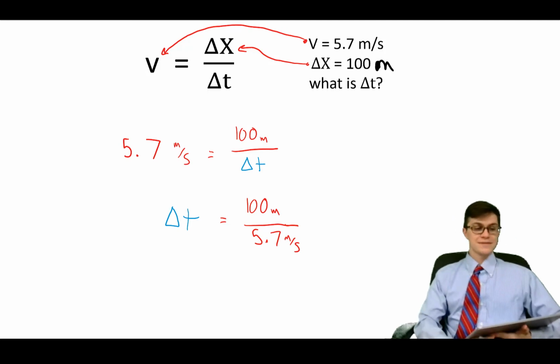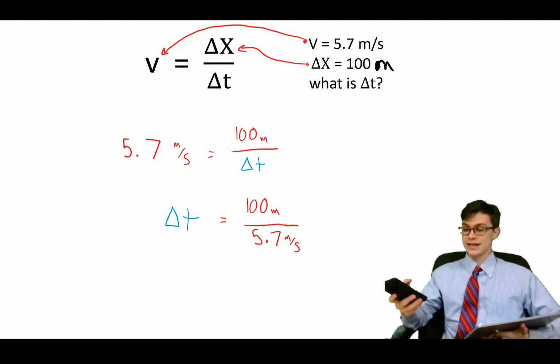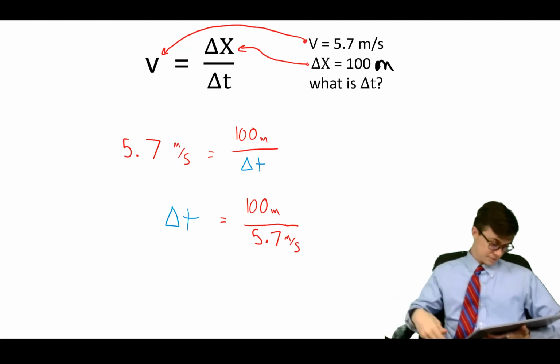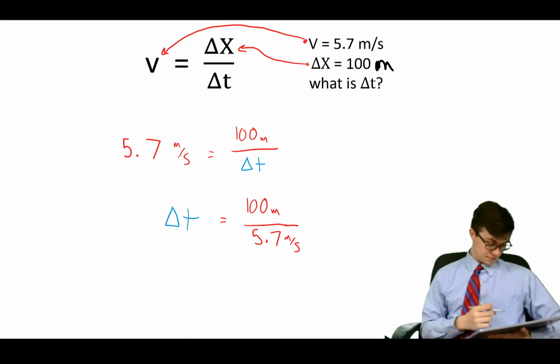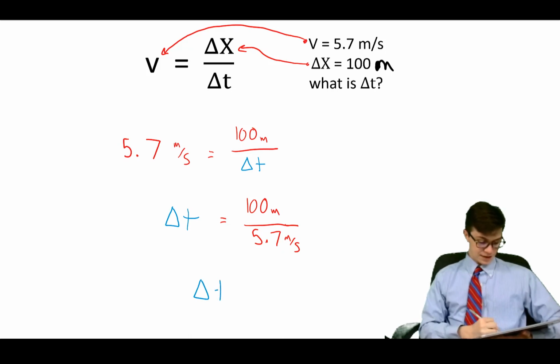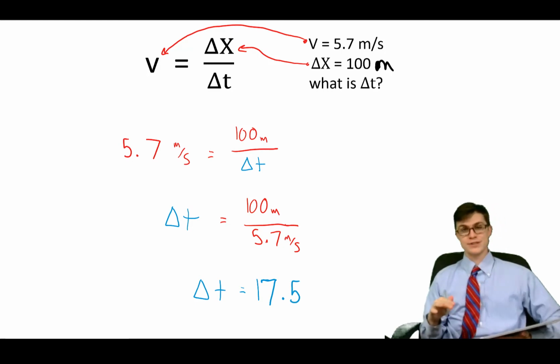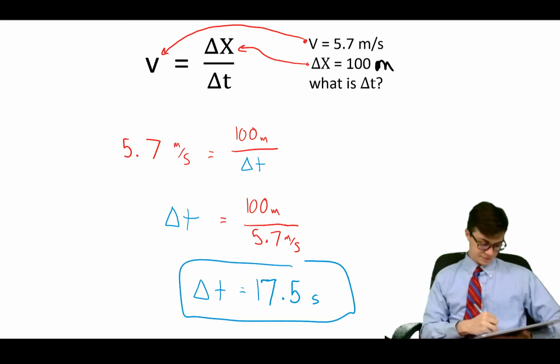And 100 divided by 5.7 is some weird number. You probably have to use a calculator. It's 100 divided by 5.7, and I got 17.5. So, based on my calculations, the amount of time that it would take is 17.5. And the units for time, we're always going to measure it in seconds. So 17.5 seconds. That's the answer.